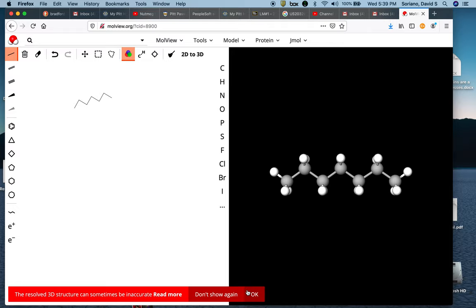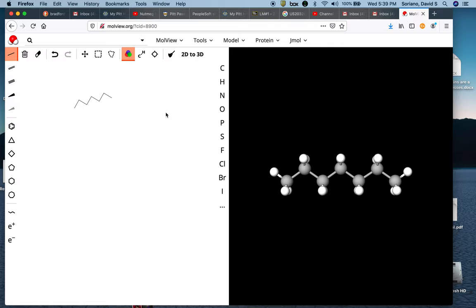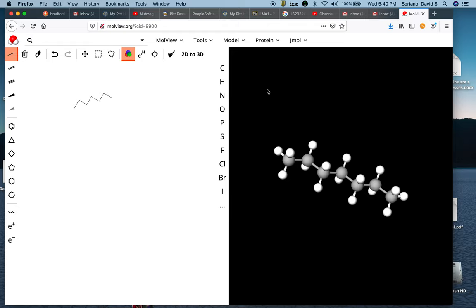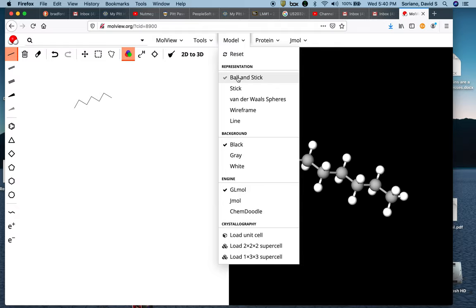Okay, now, if you check and rotate this, hold down the L button, there's your three-dimensional. And you can see the whites are hydrogens, the grays are carbons. Every carbon has four bonds. So you can rotate and examine. And what about viewing it? Well, model, ball and stick. But I generally use wireframe.